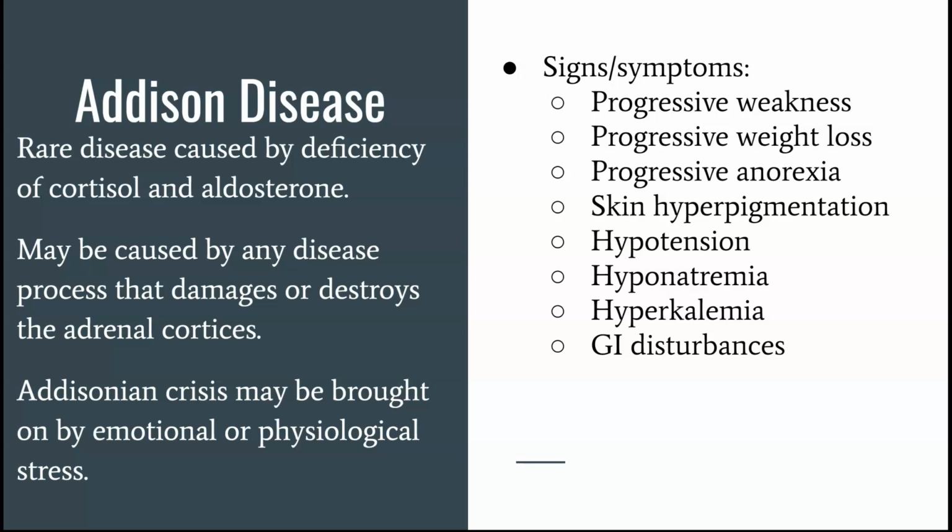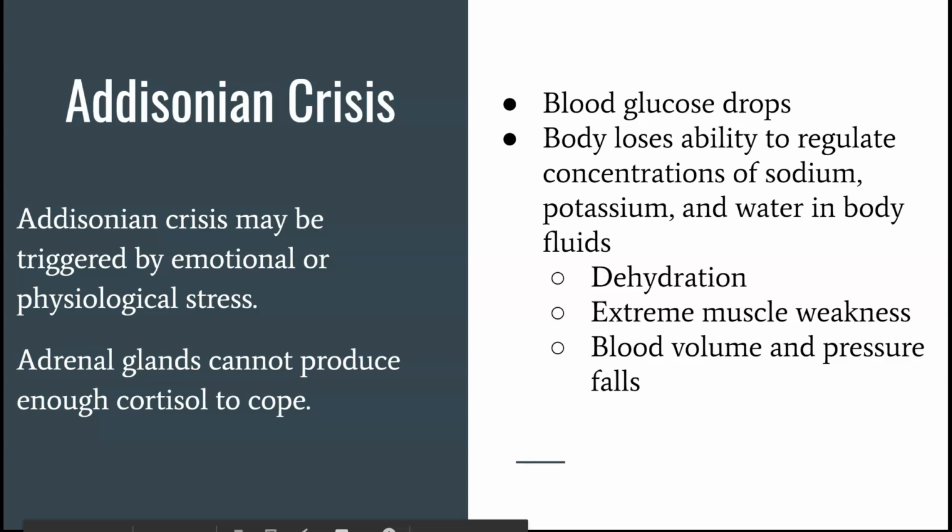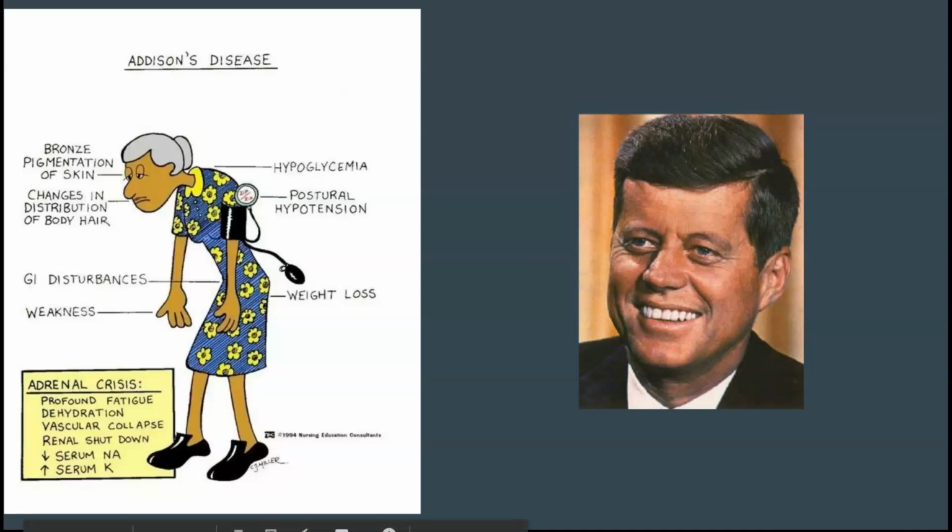A lot of the symptoms that you see are patients who are very weak, with very bronze skin. We talked about this already. Dehydration, muscle weakness, low blood volume. Moving on. That bronze skin we're talking about is something similar to JFK. He was thought to have Addison's disease, right? You don't look that tan all the time. Distribution of body hair changes, right? Body hair is very commonly tied to both your adrenal glands and the thyroid.